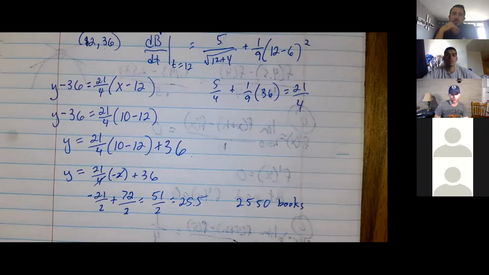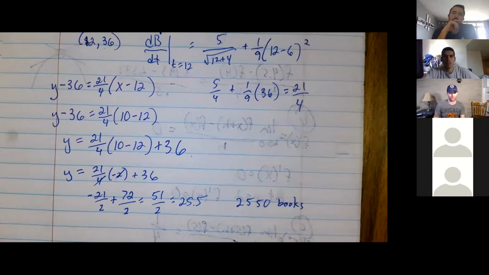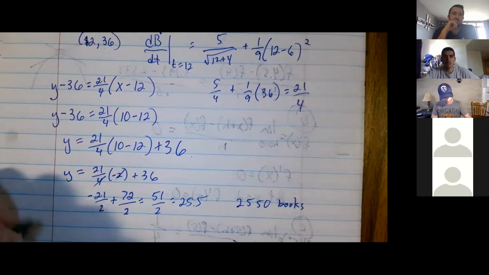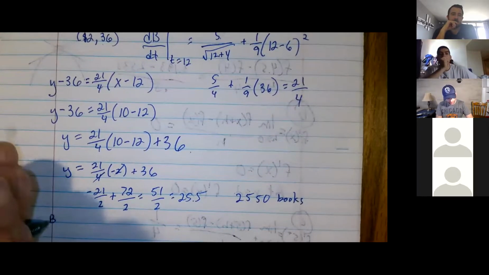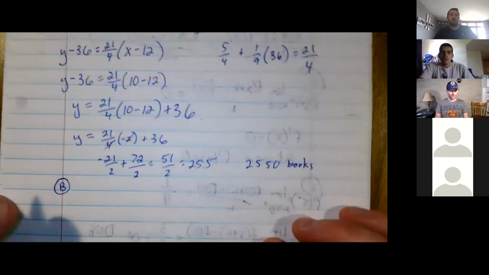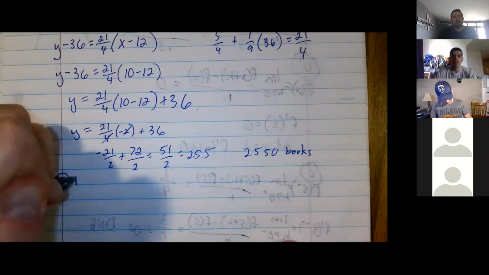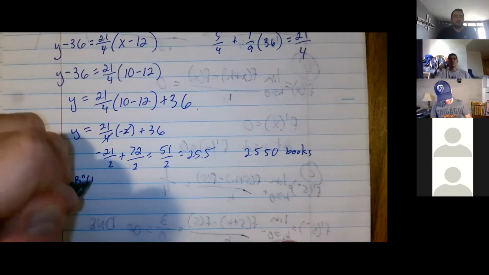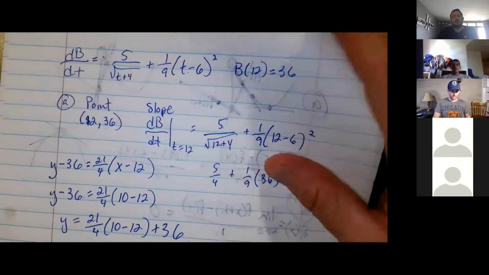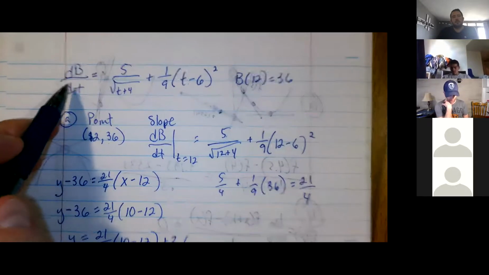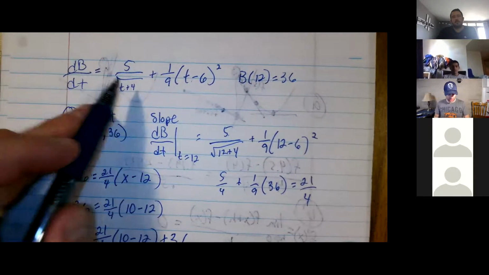All right, so for part B, it says find b double prime of 5, and then using correct units, interpret the meaning of b double prime of 5 in the context of the problem. First of all, if I want to find b double prime of 5, I'm going to have to find b double prime of t. So first of all, this is b prime, db dt. And so we're going to have to take the derivative of this.